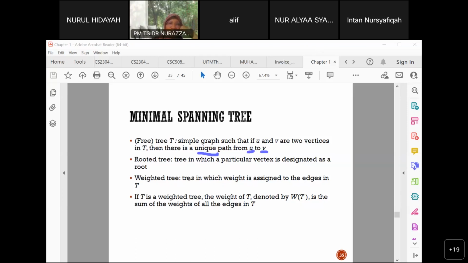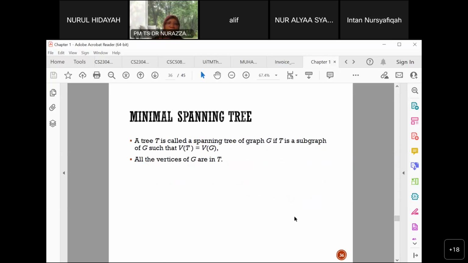And then weighted tree is tree in which weight is assigned to the edges. Okay, if T is a weighted tree, then the weightage of T denoted by WT is the sum of the weights of all the edges in T. So that means kita nak cari WT yang paling minimum lah. WT yang paling minimum. Okay. So a tree T is called a spanning tree of graph G if T is a subgraph of G such that VT is equal to VG and all the vertices of G are in T.